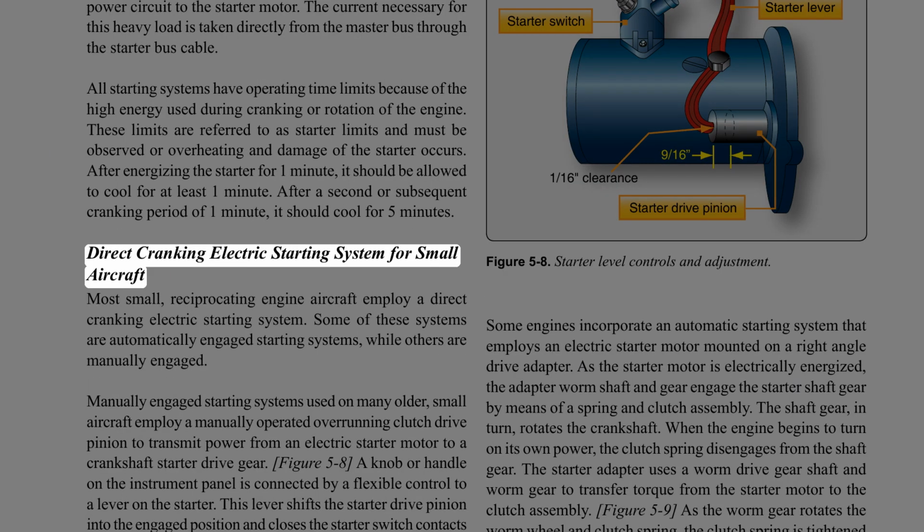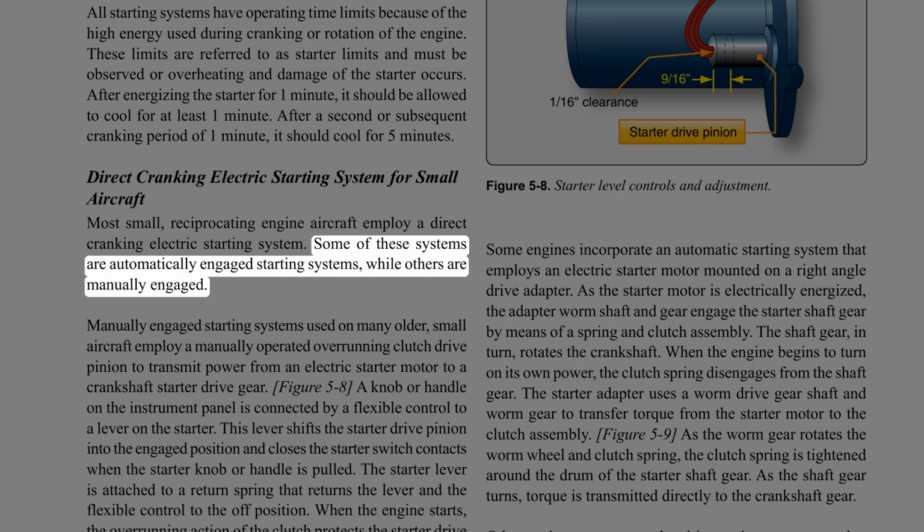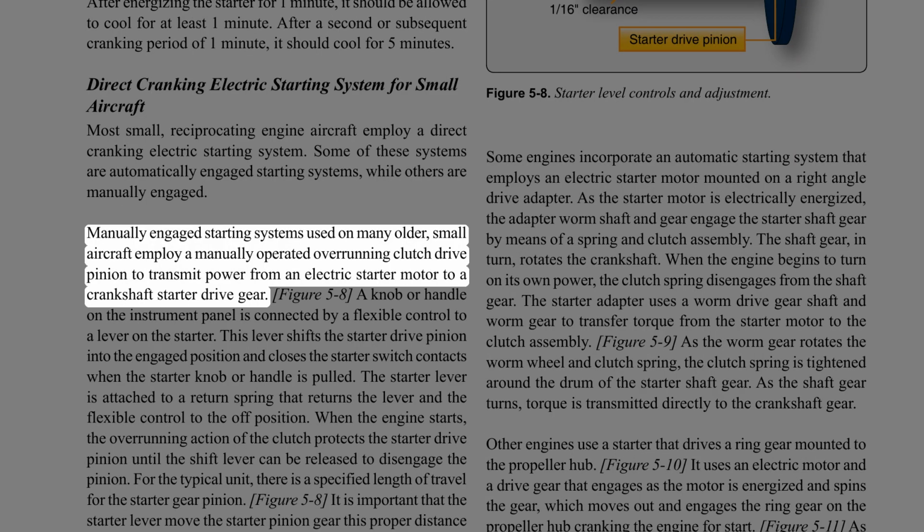Direct cranking electric starting system for small aircraft. Most small, reciprocating engine aircraft employ a direct cranking electric starting system. Some of these systems are automatically engaged starting systems, while others are manually engaged. Manually engaged starting systems used on many older, small aircraft employ a manually operated overrunning clutch drive pinion to transmit power from an electric starter motor to a crankshaft starter drive gear.